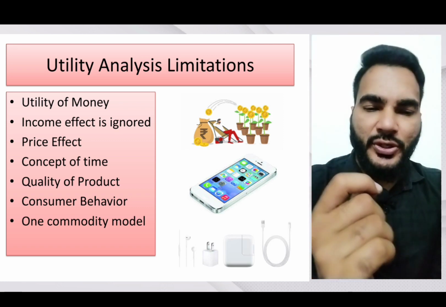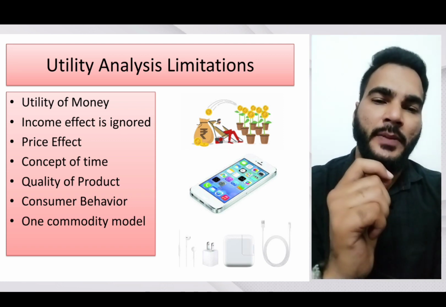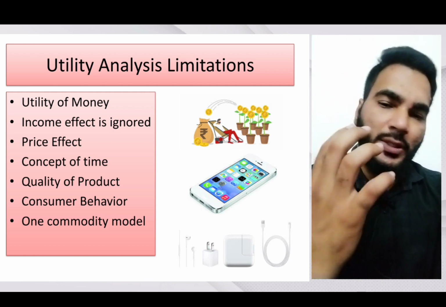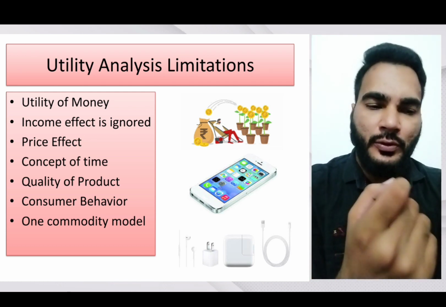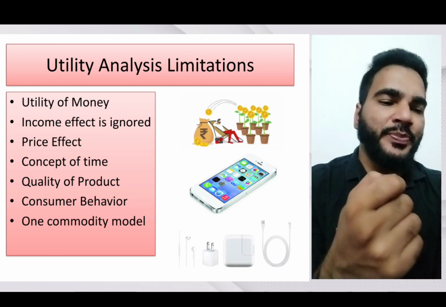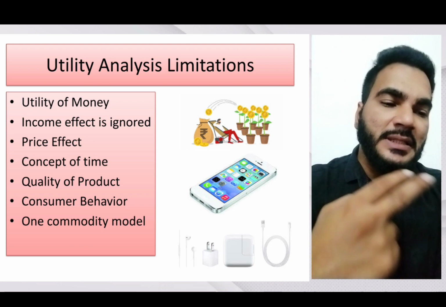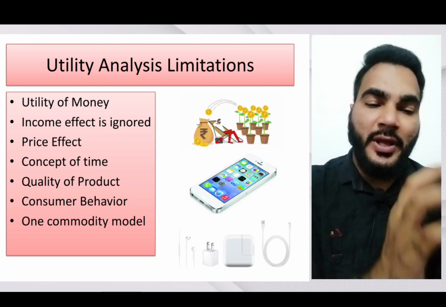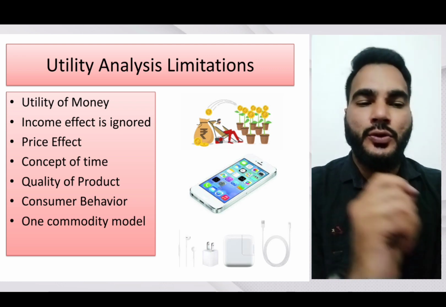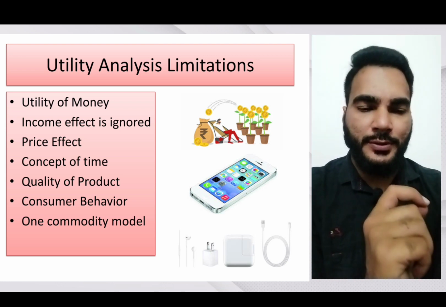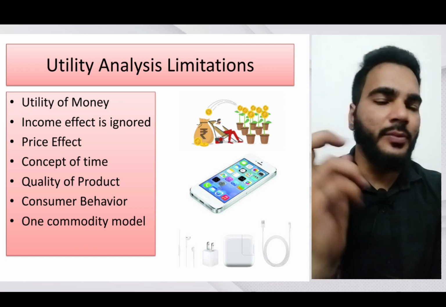Then we have the one commodity model. You might have heard about the ecosystem. Let us take an example. If you buy an iPhone, you need to buy an Apple charger and Apple AirPods as well. These things are very important for your device. That's called an ecosystem or one commodity model, because you don't have any other option.